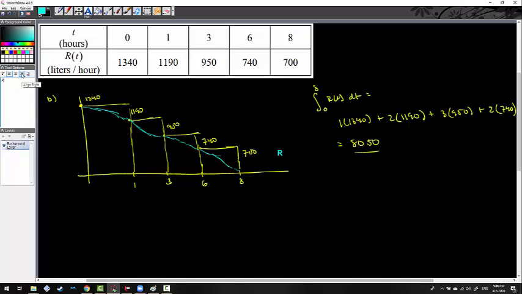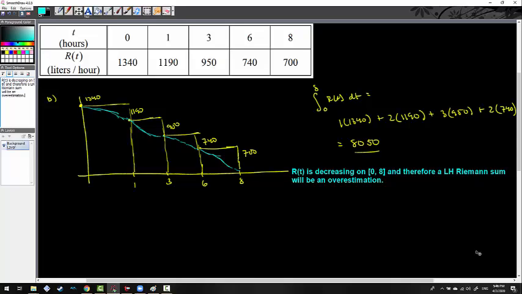So I need to say that R of t is decreasing on 0 to 8. And therefore, a left-hand Riemann sum will be an overestimation. So I apologize.